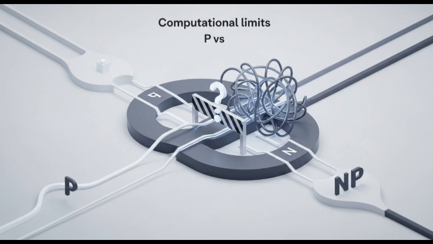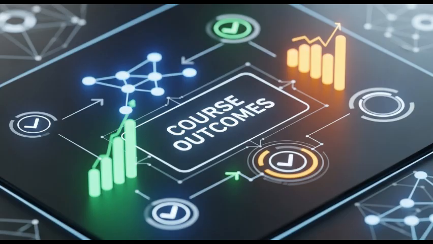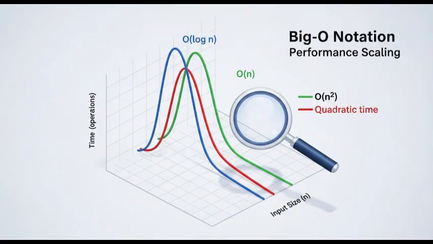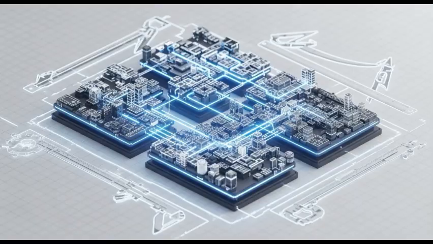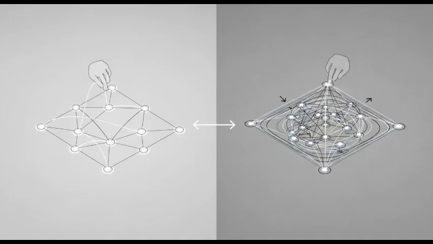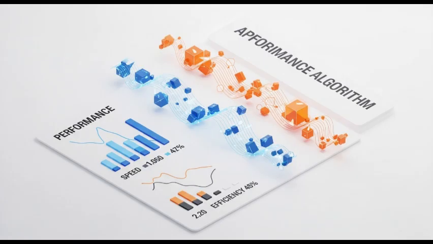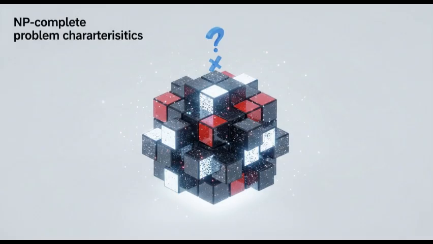Course outcomes. After completing the course, you will be able to analyze algorithms using Big O and other asymptotic notations, design efficient solutions using standard strategies, implement graph algorithms for different applications, compare algorithms based on their performance, and understand the characteristics of NP-complete problems.